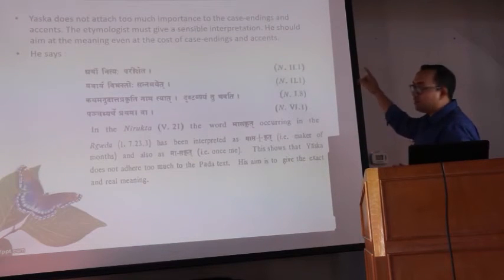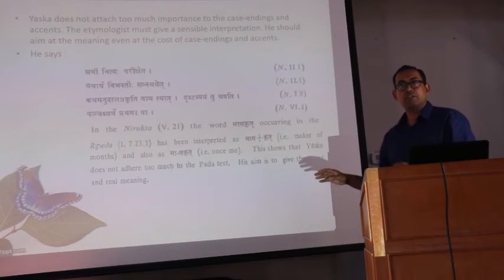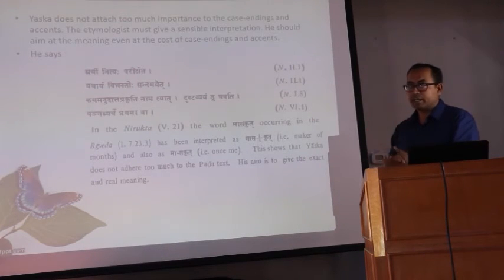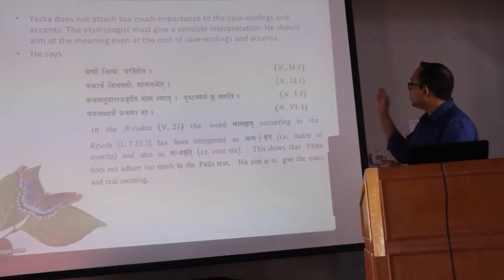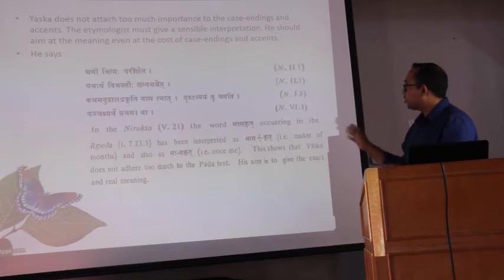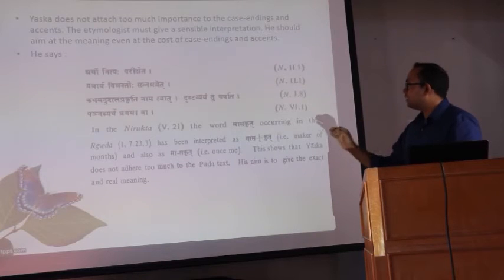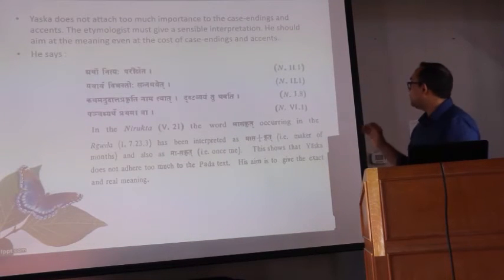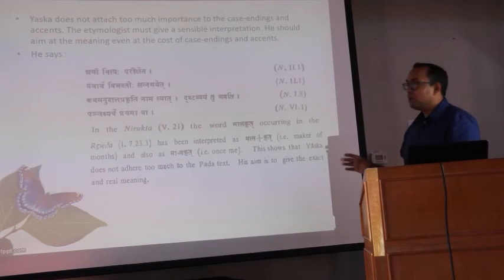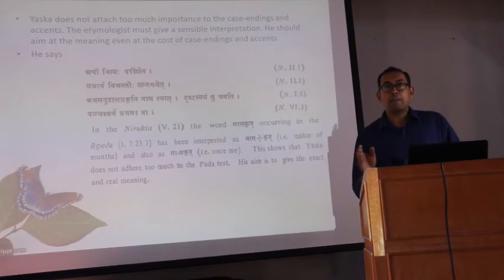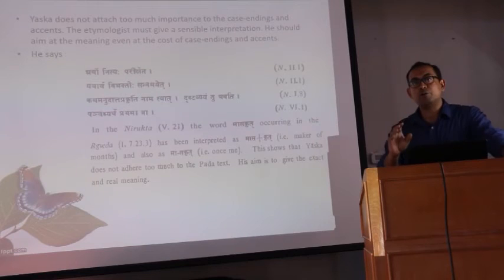So Nirukta, anyone can buy the book Nirukta. You can go to market, get Nirukta, and you can read it. In Nirukta, the word Maskrat occurring in the Rig Veda 1.7.23 has been interpreted as Mas plus Krat, maker of month. Now, this Maskrat, so much confusion about this.